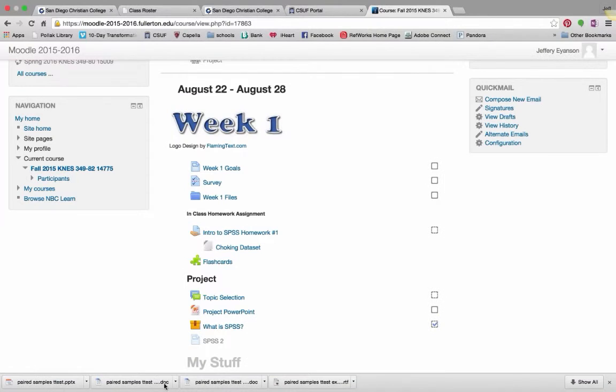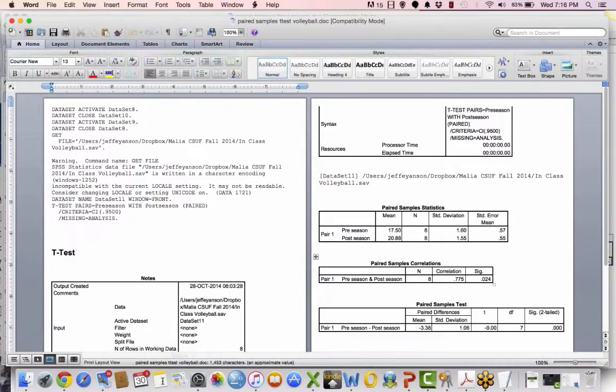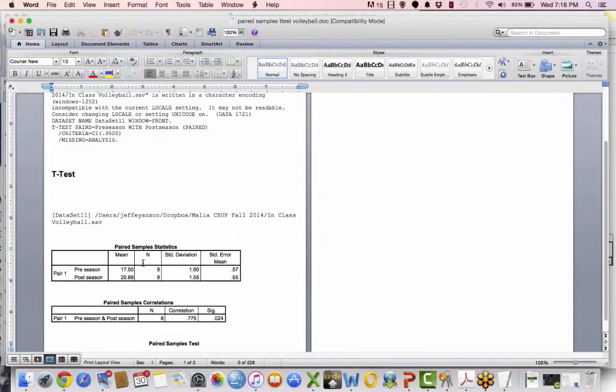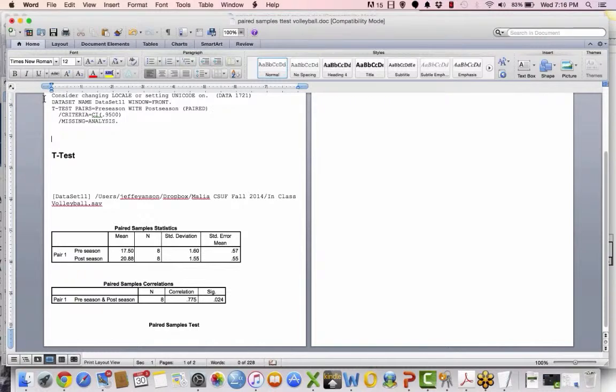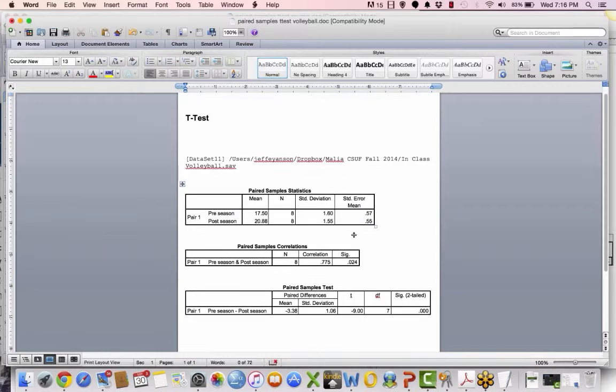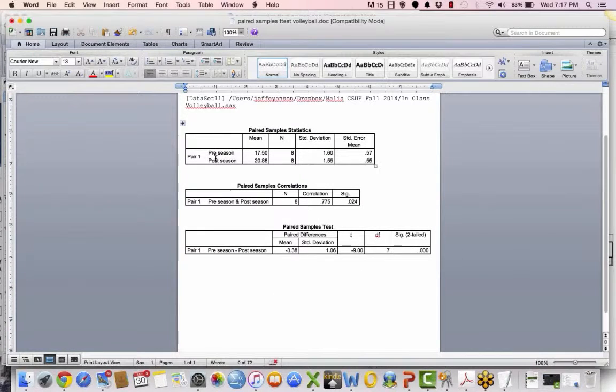that's not it. This is the volleyball one. And I'm going to cut this so it brings it up here. You can see in the volleyball one that the preseason serving was at 17.50. The postseason was at 20.88. Okay, so Viv, which one was higher, pre or post? Post. Great. I mean, this one's a very simple example.